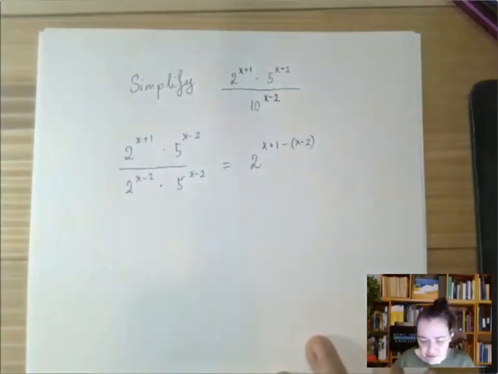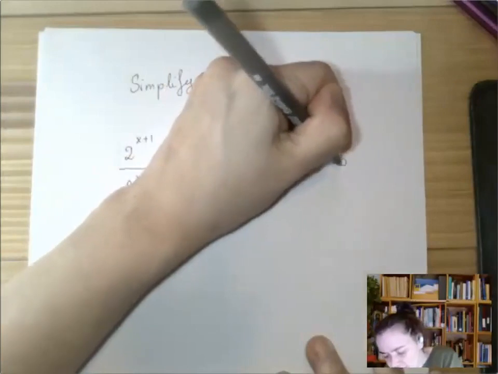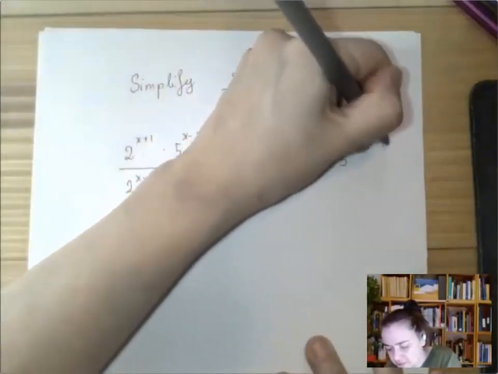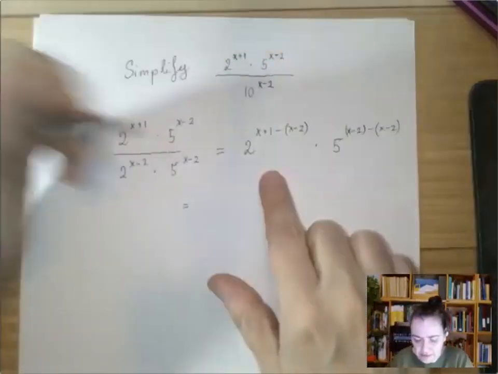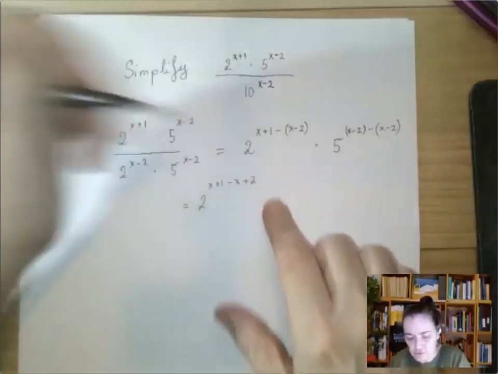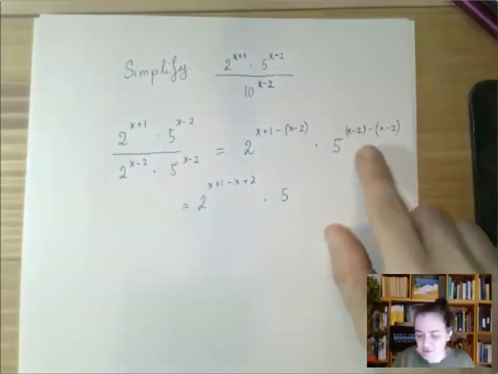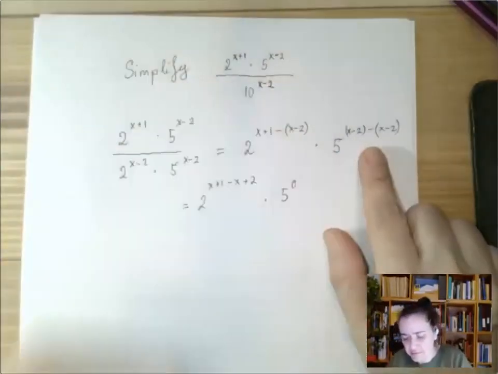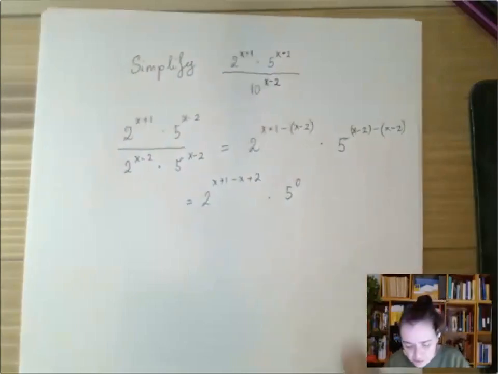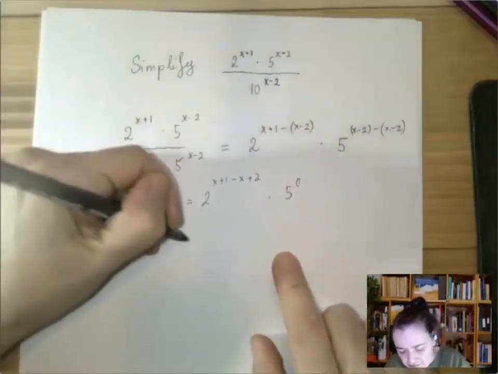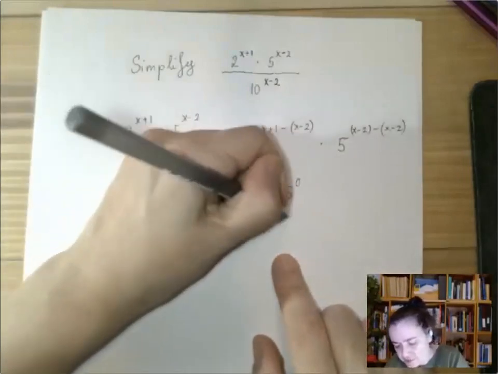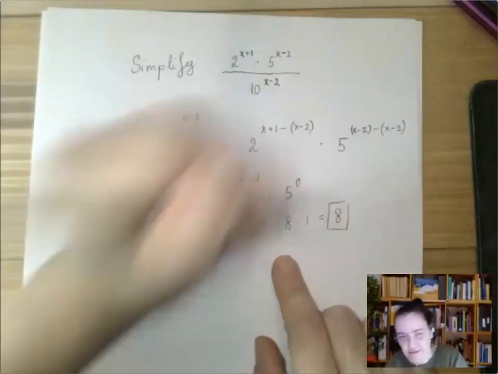Little adventure with the distributive law. And then the same thing with the 5s. 5 to the x minus 2 minus x minus 2. And so we have 2 to the x plus 1 minus x plus 2 times 5 to the, I don't know if you notice, this is just 0 because we are subtracting something of itself. So it's just 0. And then x cancels. So what we have is 2 to the 3rd power times 5 to the 0, which is 8 times 1, which is 8. So that's one way.